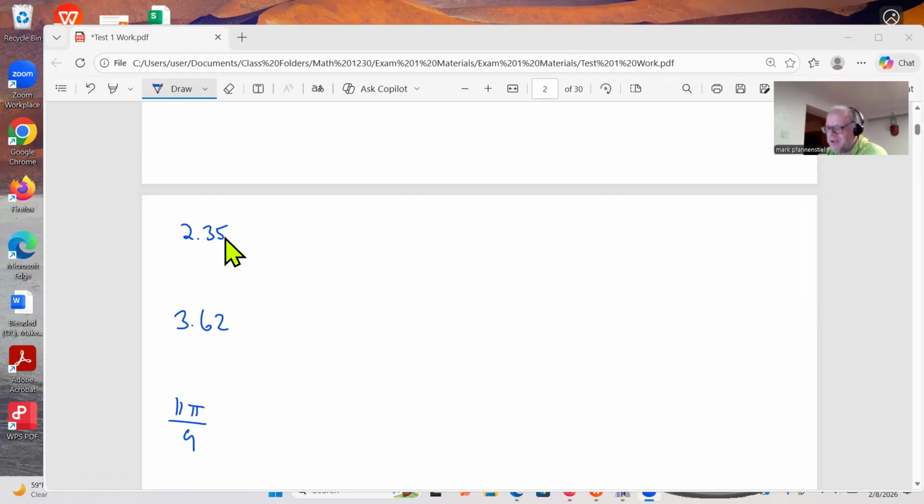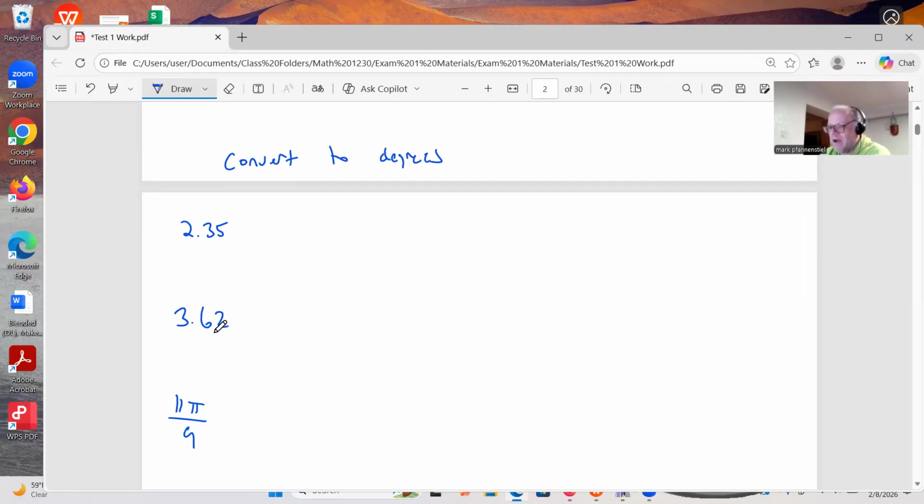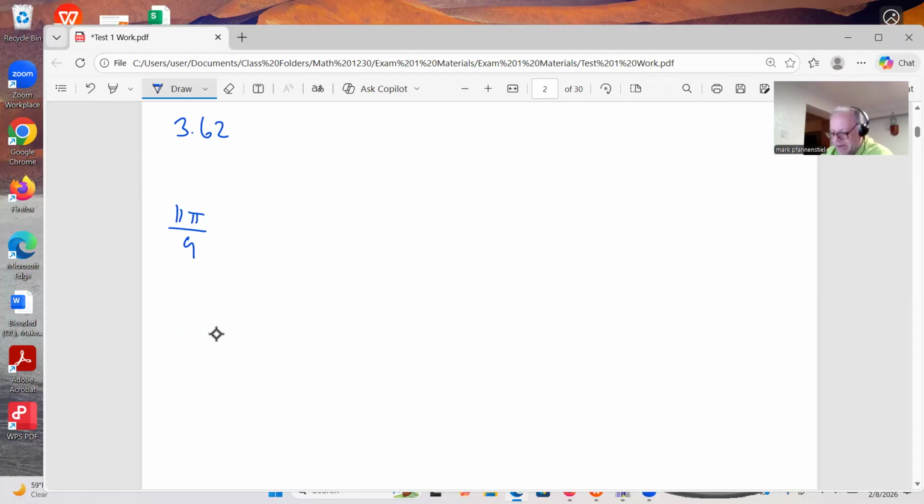Our problem number two here is we are going to be converting angles in radians to degrees. So we're going to say convert 2.35 radians to degrees. Now you can memorize how many degrees there are in a radian and work it that way, and that's a good way to go.